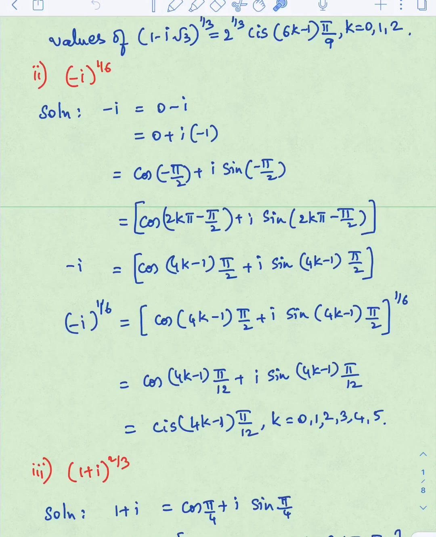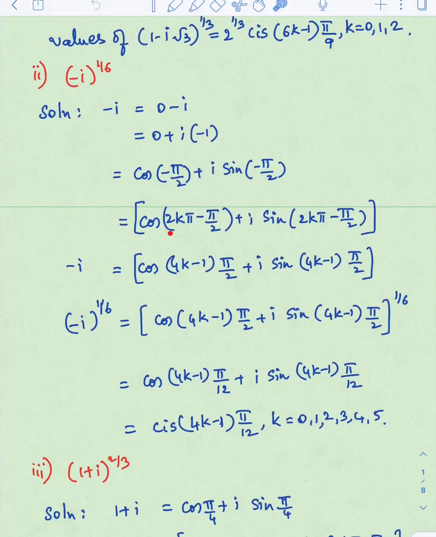Okay. Now the second bit: (-i)^(1/6). You can write -i as 0 - i, that is 0 + i into -1. So cos(-π/2), sin(-π/2). Because when is it possible? Cos is positive and sin is negative, so it should be in the fourth quadrant. That's why we are taking -π/2 here.